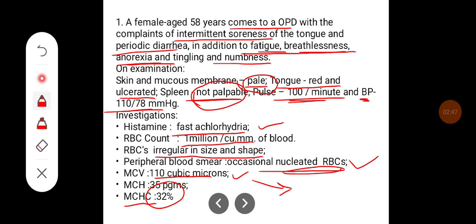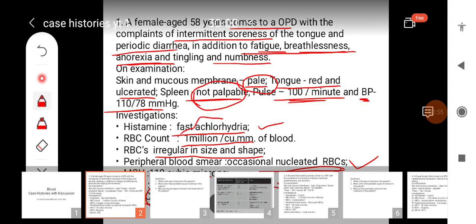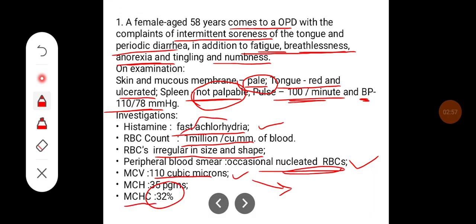from macrocytic anemia. The probable cause would be vitamin B12 deficiency, and the important thing is the person is having achlorhydria. That means there is involvement of the parietal cells, which are not producing intrinsic factor of Castle, and that is why vitamin B12 is probably not properly absorbed. Okay, so this is probably a case of vitamin B12 deficiency, macrocytic anemia, and it is a pernicious anemia.